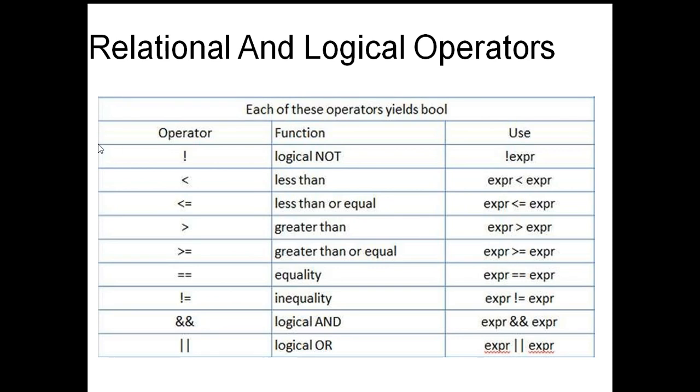We have the operator double equal to, whose functionality is equality, and you can use it as expression 1 double equal to expression 2. You can compare two expressions with the help of equality so that they can be either equal or not equal. And you can have the inequality operator, whose symbol is exclamation followed by the assignment symbol. The functionality is inequality. You can use it as expression 1 not equal to expression 2.